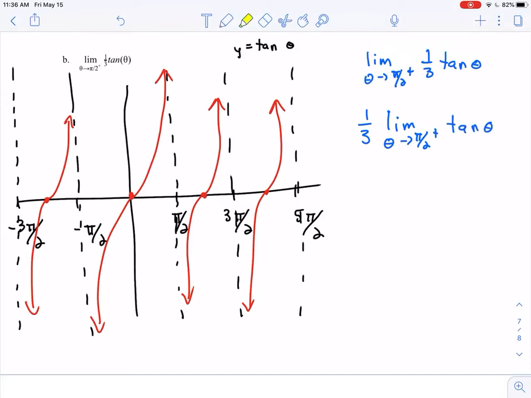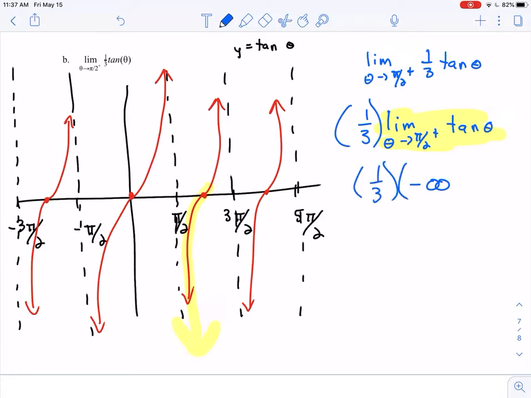Now I'm just going to look at, well, what is this guy right here? As I approach pi over 2 from the right-hand side here, once again, my function is going downward. It is decreasing without bounds as I approach from that right-hand side. So in this case, it approaches negative infinity. But I can't really forget about this guy, this 1/3. It seems like it should still be important.